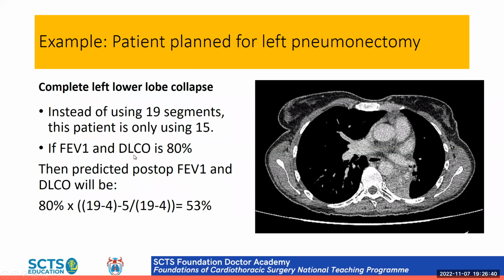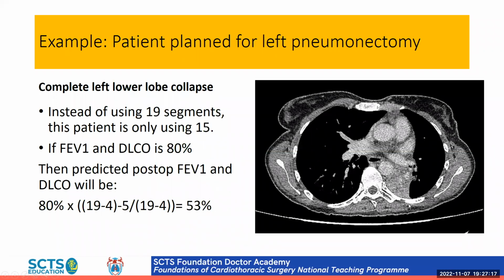So if we say that they are both 80%, the FEV1 and DLCO prior to the surgery, then for your predicted one, you're going to do 19 minus 4, because you already lost 4 segments which are not contributing to the ventilation of this patient. And then you are going to deduct from that the 5 segments from the upper lobe that you are going to take out at the time of the operation, and then divide it by 15, which is the functional part of the lung, which is ventilating at the moment. And your number will be 53%.